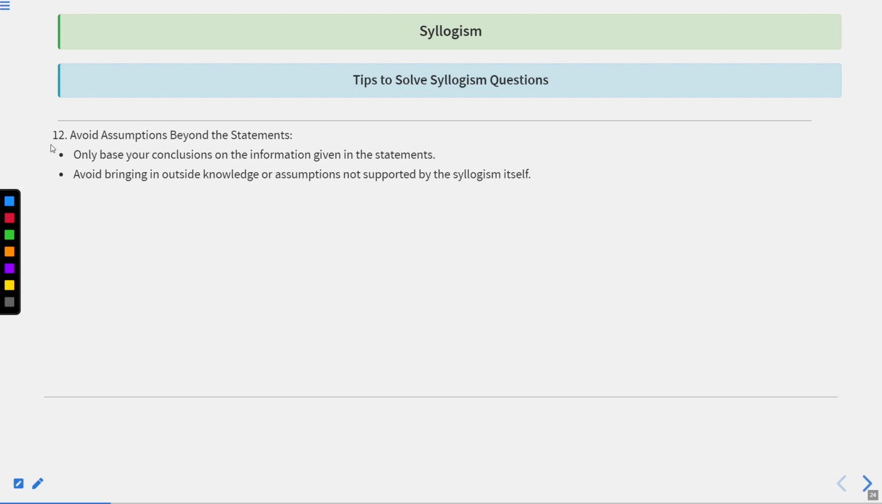Avoid assuming beyond the statement. This is a very important point whenever we are solving syllogism. In syllogism, you don't have to assume beyond the statement. If it has been mentioned that all A are B, you will not go beyond that statement. If it says all apples are green, you will not assume that there are apples which are red also. That has not been mentioned, and this is perhaps the biggest mistake students make: they try to visualize it and end up making mistakes.